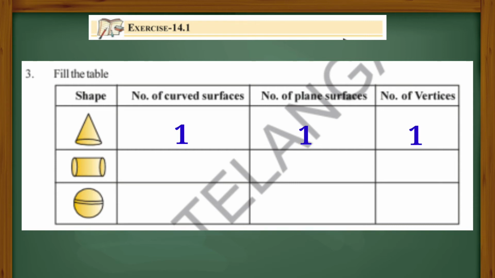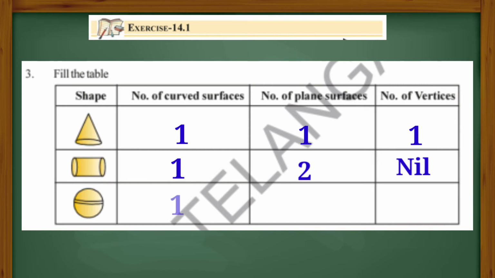Now come to the cylinder. The cylinder has only one curved surface and it has 2 plane surfaces. And what about vertices? Are there any vertices for the cylinder, children? Yes, there are no vertices. Good. Now come to the sphere.